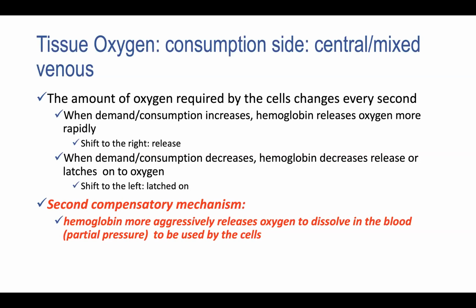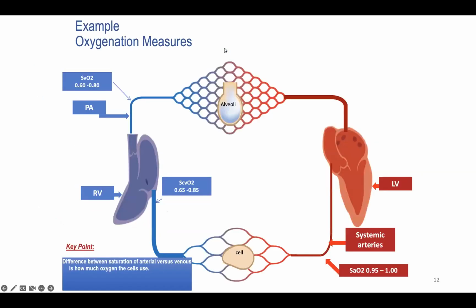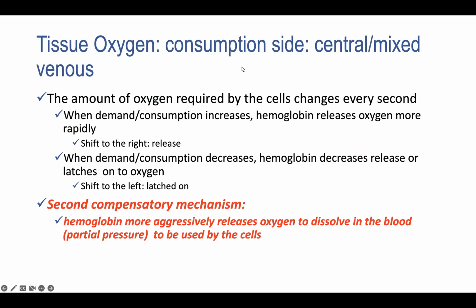Okay. So now I want to talk about the second compensation, which tends to be more difficult for folks, but it's really straightforward. All you're really doing when you're talking about SvO2 is you are reflecting what the cells are consuming, and you're measuring that in the central or mixed venous bed, okay? So the amount of oxygen required by your cells changes every second, and it all depends on what's happening. So basically, to remind yourself, when your demand goes down or your consumption goes up, you're not going to die because you've got a big reserve of oxygen, right? We target it to be around 70%.